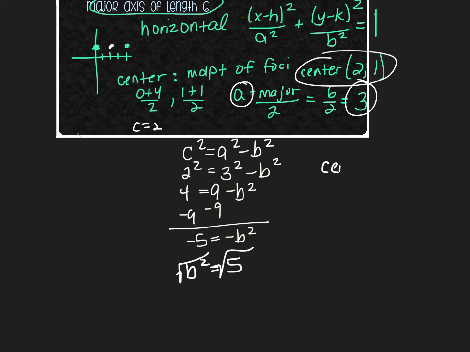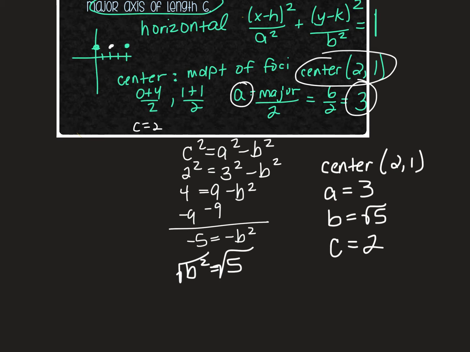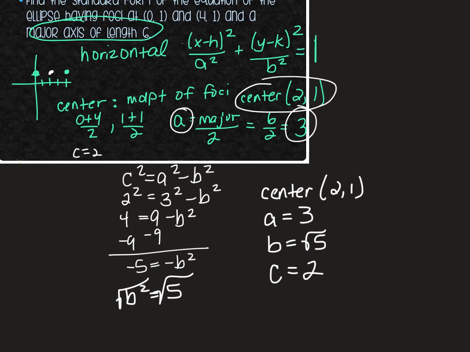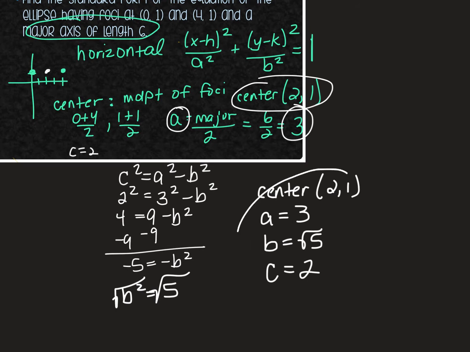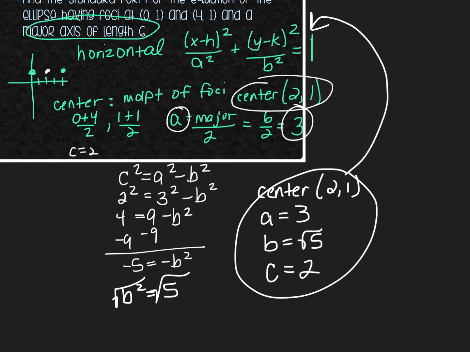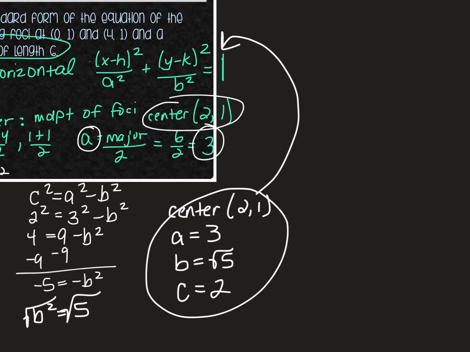So let's write down what we have. We have the center is at 2, 1. My a we found was 3. B is the square root of 5. And C, you guys told me was 2, because that's the distance, right? From the center to the foci. All right, so do I have now the information I need right here to plug it into this equation? Yeah. Write the standard form of this ellipse.